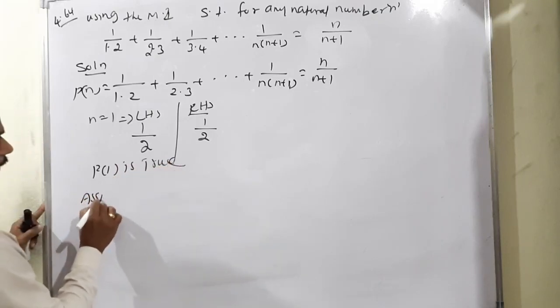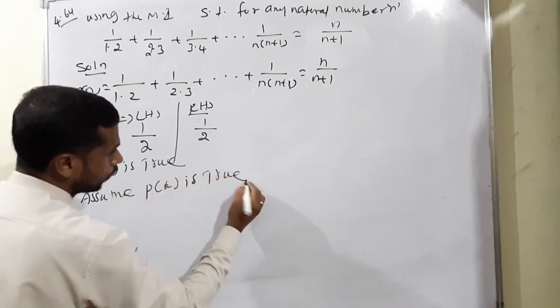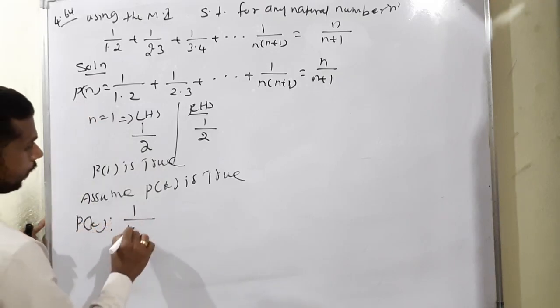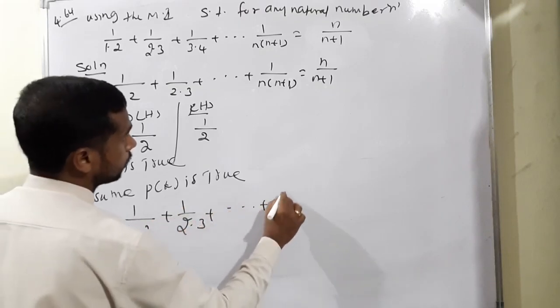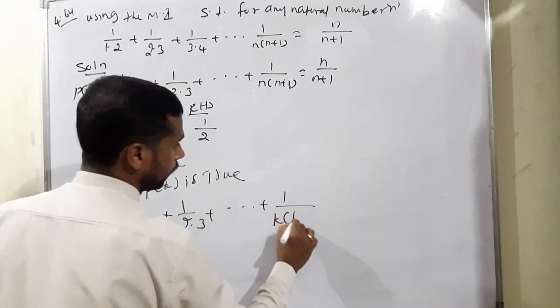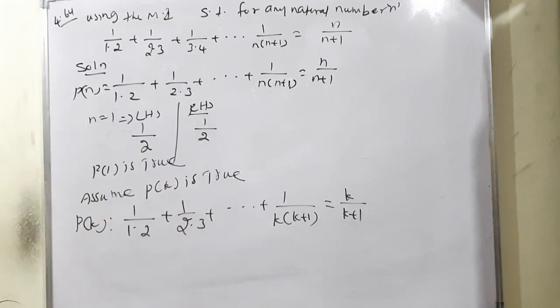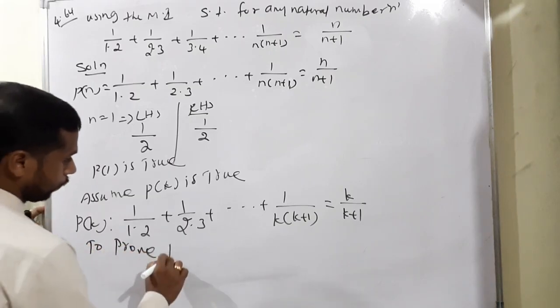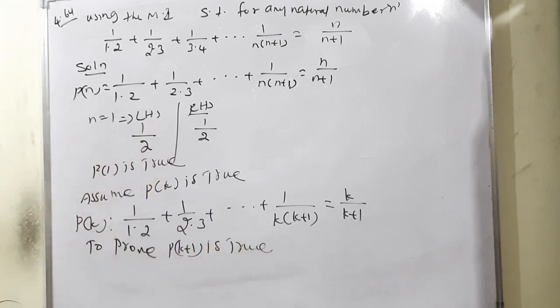Then next condition, assume P of k is true. So P of k is true means 1 by 1 into 2 plus 1 by 2 into 3 plus dot dot dot plus 1 by k into k plus 1 is equal to k by k plus 1. So assume P of k is true. Then next step, to prove P of k plus 1 is true.